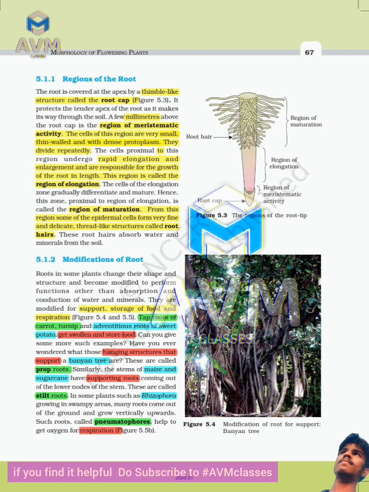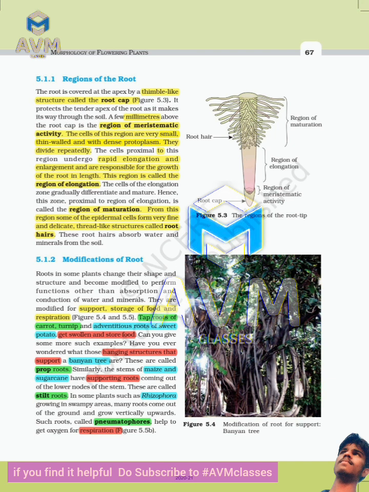5.1.2 Modifications of root. Roots in some plants change their shape and structure and become modified to perform functions other than absorption and conduction of water and minerals. They are modified for support, storage of food and respiration. Taproots of carrot and turnip and adventitious roots of sweet potato get swollen and store food. Can you give some more such examples?